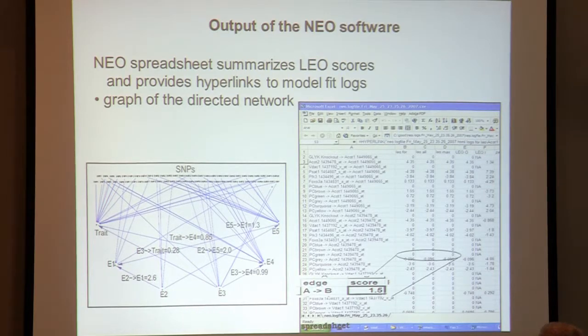Jason Ayton has produced the NEO software that gives you this type of output, where for each edge, for example from trait A to trait B, the software calculates a LEO score, say 1.5, which then suggests that there could be a causal relationship where A causally affects B. So that's the hope.